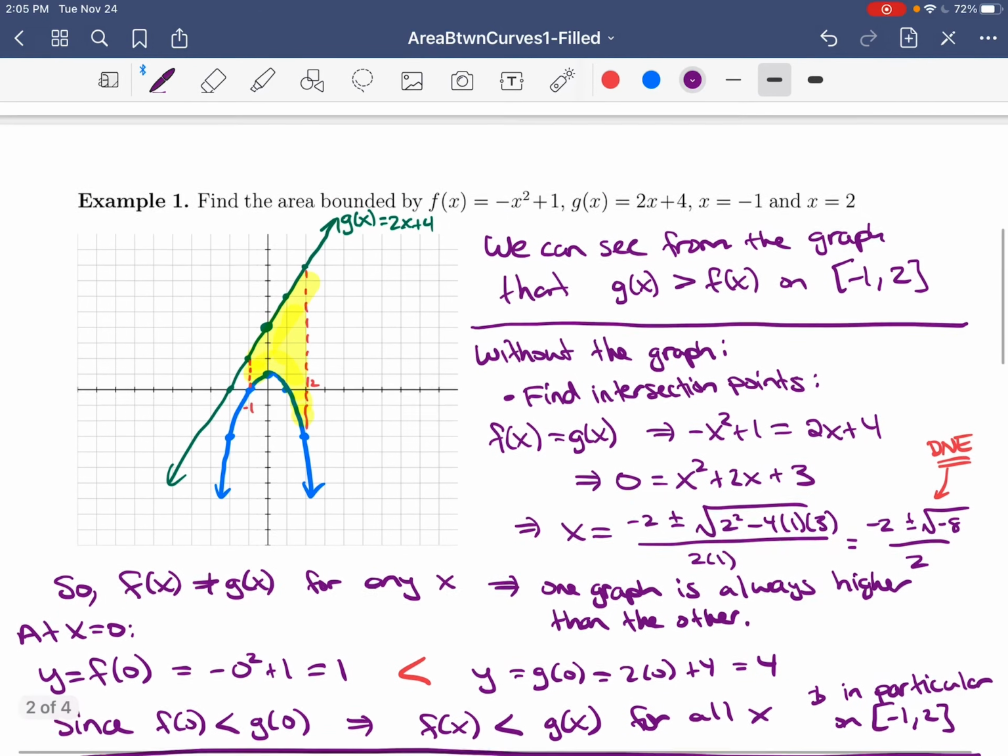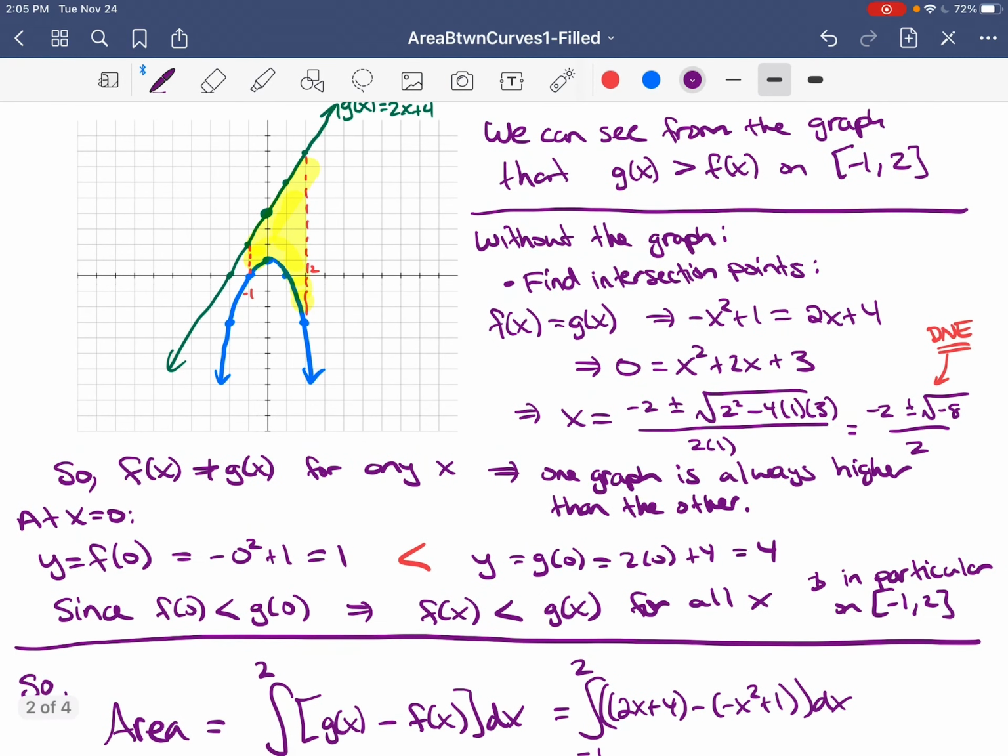Now I just wanted to mention here that this little bit here would count as negative area if we were just thinking about f of x. But here, since we subtract the area of f, it actually gets added as a positive.